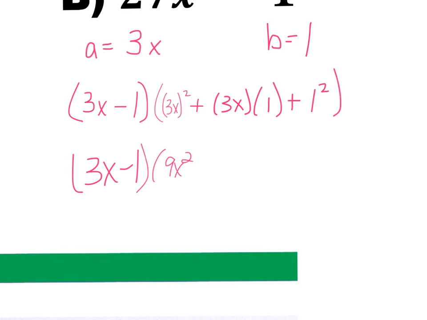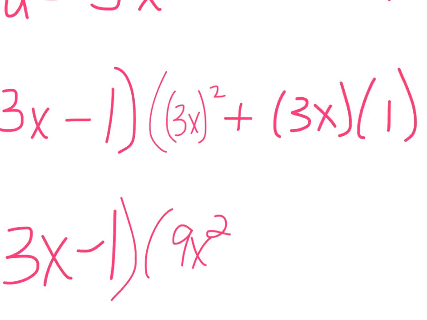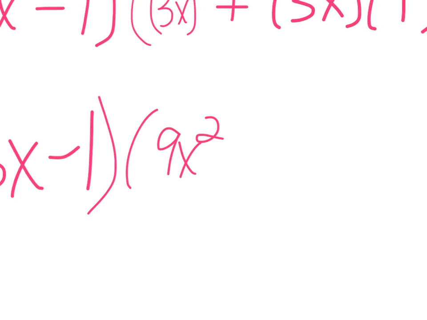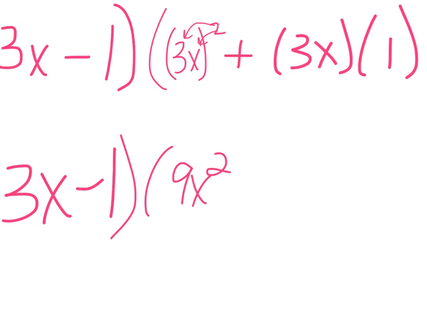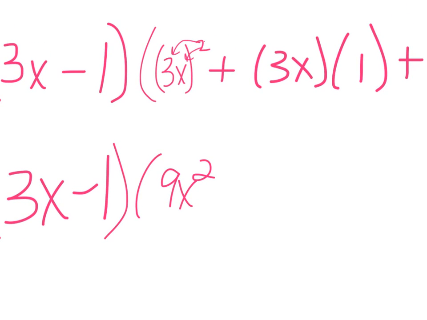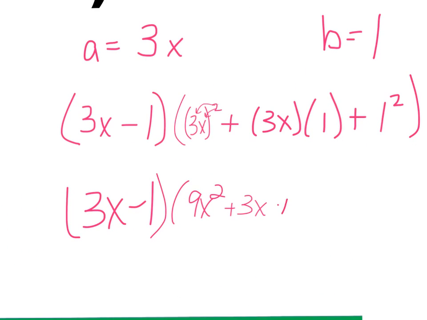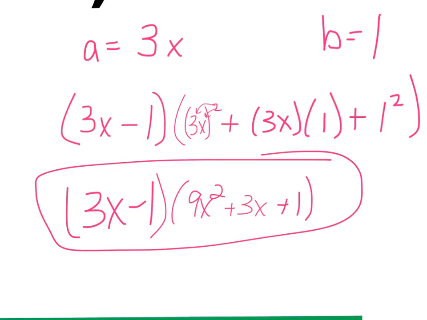What's 3x times 1? How come 9x is still squared? Because look, the squared goes here and the squared goes here. And then what's 3x times 1? 3x. And then what's 1 times 1? 1. There you go.